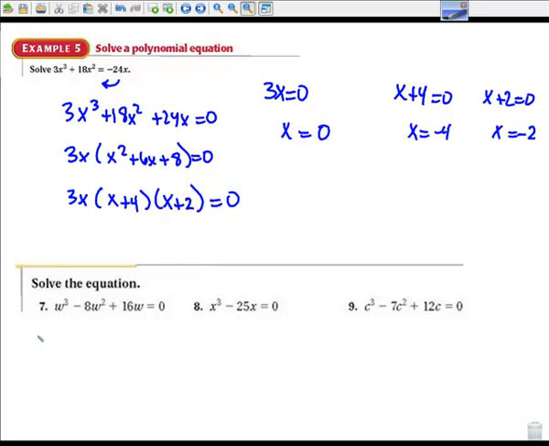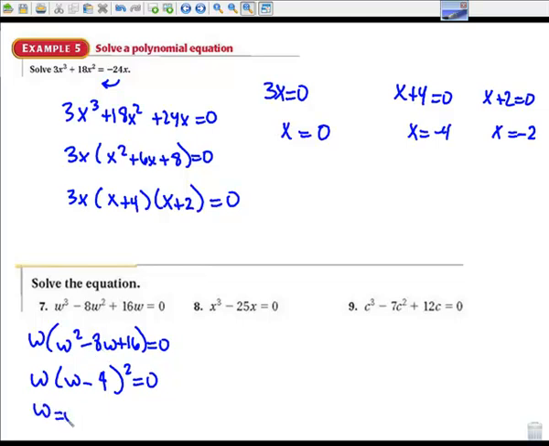I do have a common monomial factor. It is a w, so it doesn't have to be a coefficient. It can just be the variables. This gives me w squared minus 8w plus 16 equals 0. This is actually a perfect square trinomial. And I know that because the first term is a perfect square and so is the last term. The square root of 16 is 4. I separate this with the subtraction sign because it's a negative 8w.